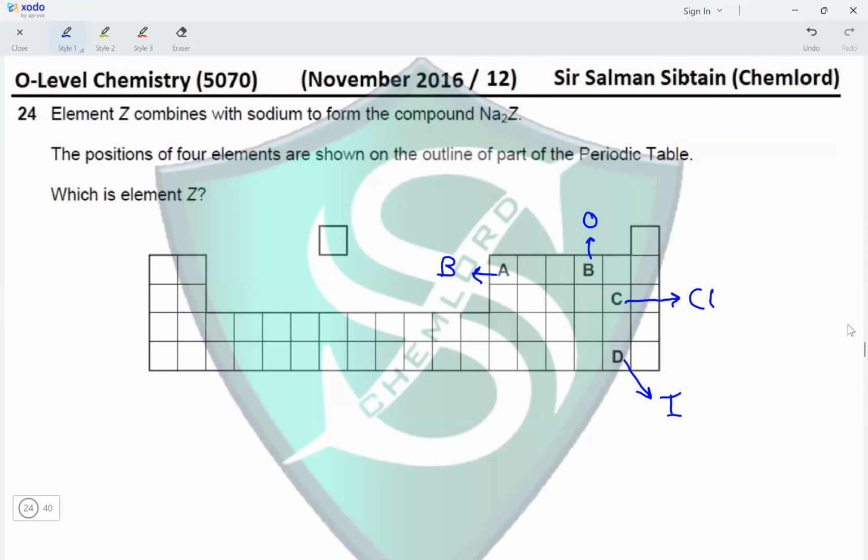So element Z combines with sodium to form a compound Na2Z. So it should have a charge of -2. So out of these four elements, the one with the charge of -2 is oxygen in the form of oxide ion, making option B the correct option for this question.